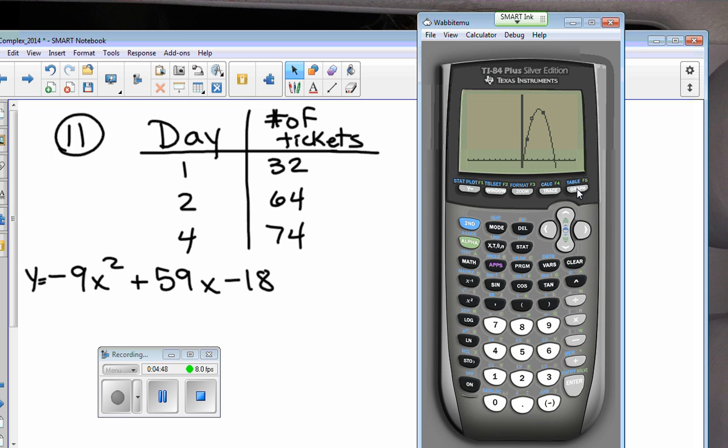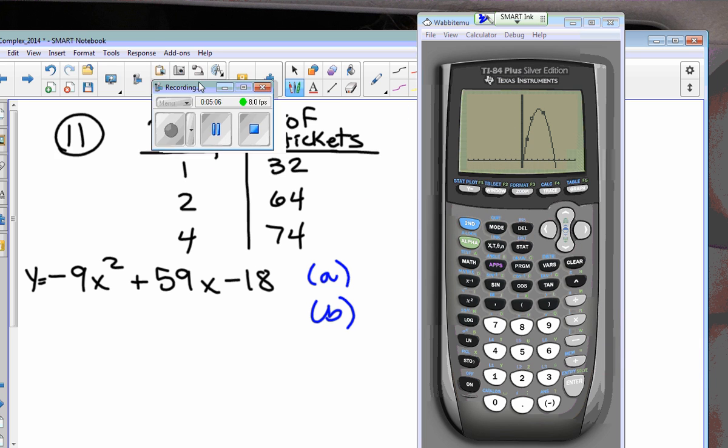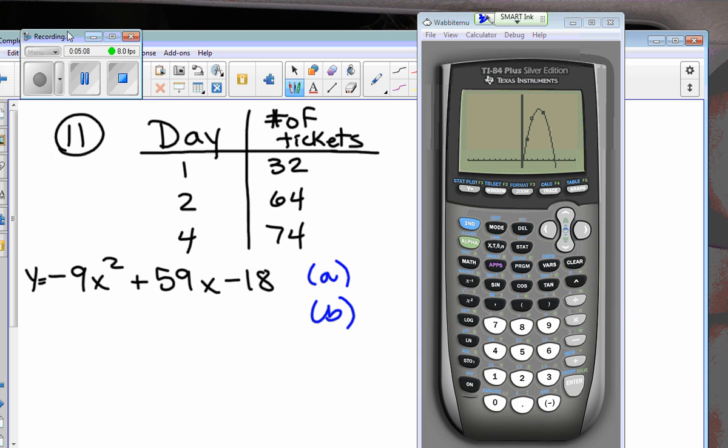That was what most of you did for part A, but you didn't finish part B or C. So there's part A. Part B asks a very simple question. It says, use the model or use the equation to find the number of tickets sold on day 7. So we have to think about it for a minute. Is day 7 the X values or the Y values? It's the X values. So if X is the days, and the number of tickets is the Y's, what can I do with the number 7 and the equation?